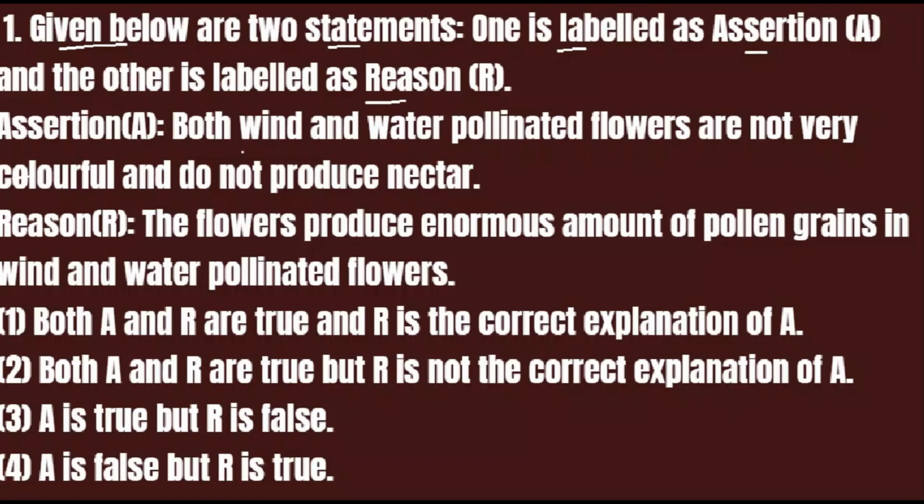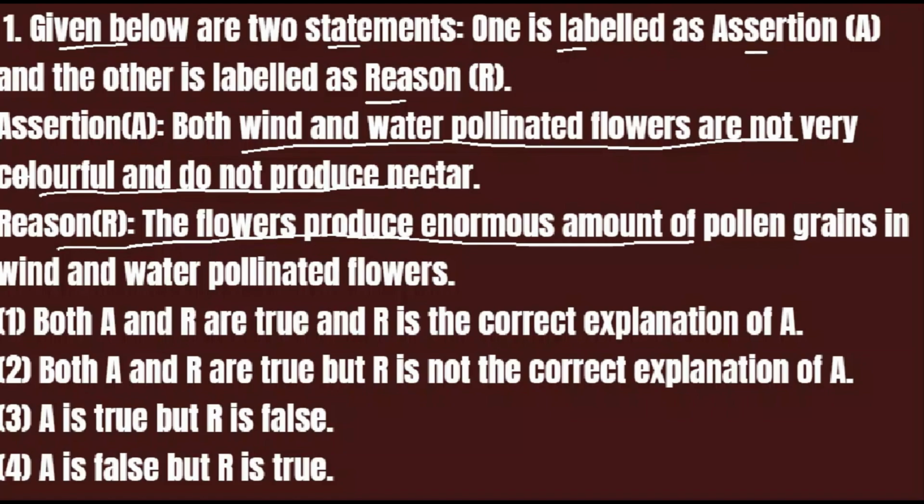Assertion. Both the wind and water pollinated flowers are not very colorful and they do not produce nectar. Reason. The flowers produce enormous amount of pollen grains in wind and water pollinated flowers. Now, which of the following options will you choose?